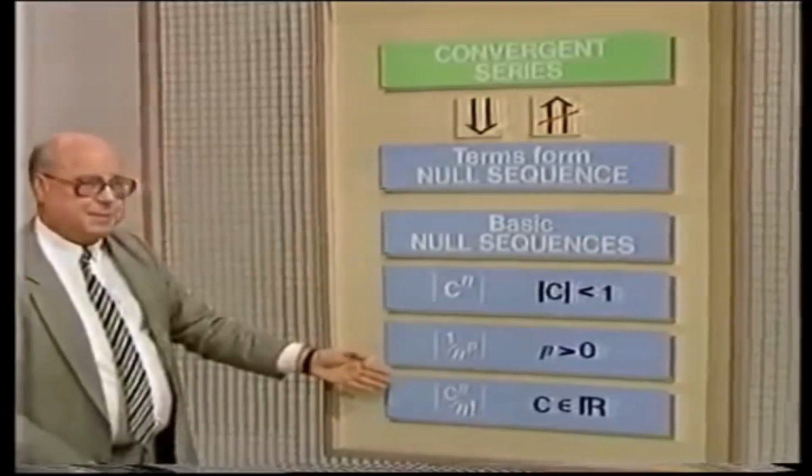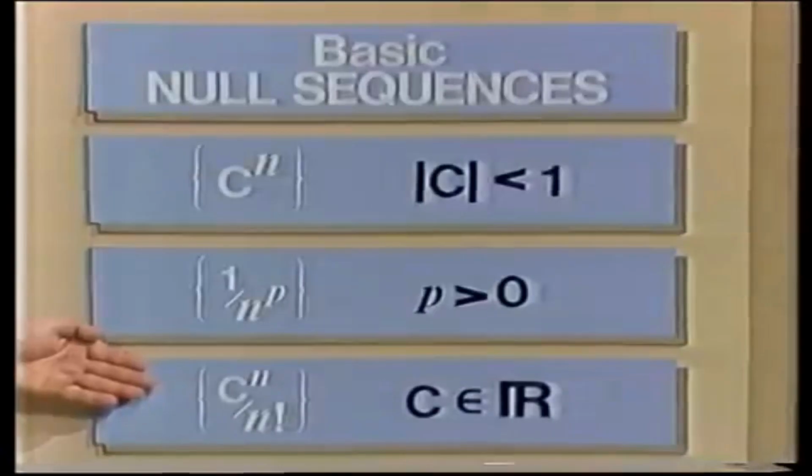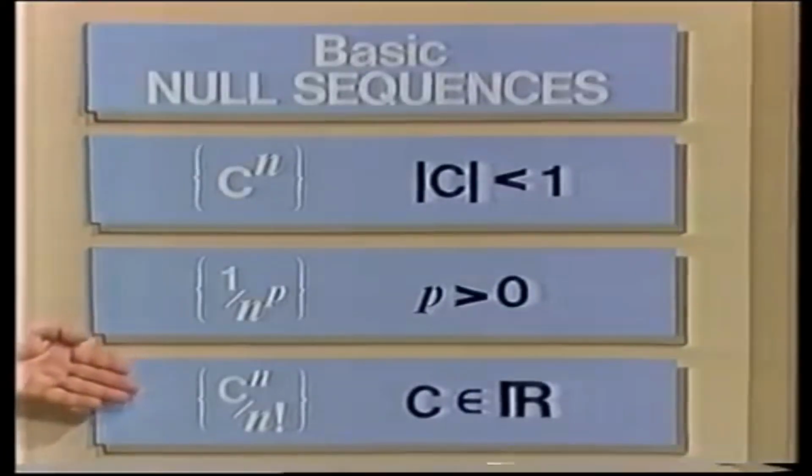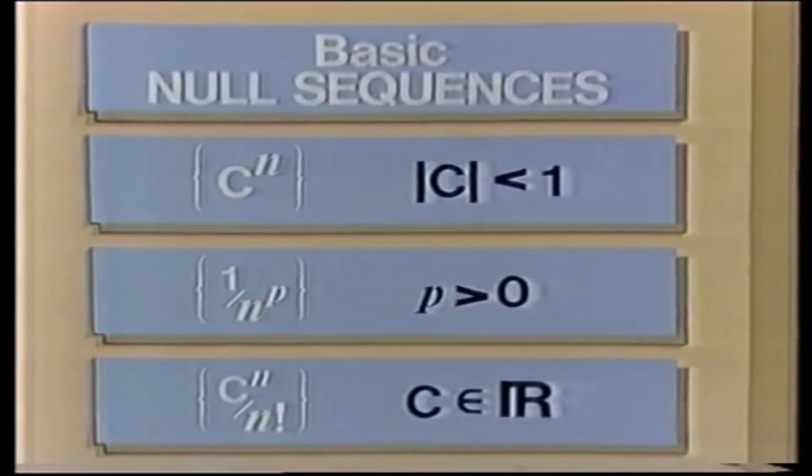Now, the last sequence here, c to the n over n factorial, is the key to the new definition of e promised at the beginning of the program. So let's look first at the case c equals 1. That's the null sequence 1 over n factorial. Terms of that type give the infinite series sigma 1 over n factorial.